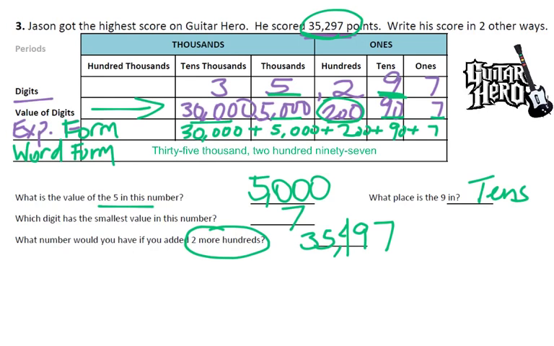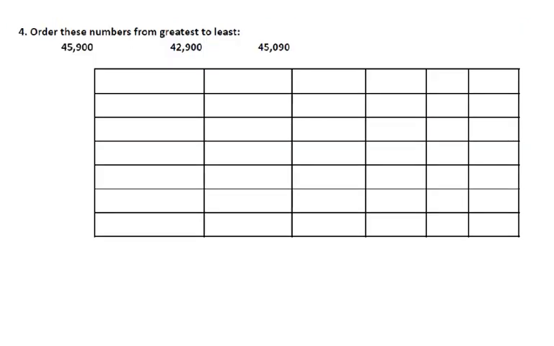Alright, if you still need some time, pause the video. Otherwise, we're going to move on to the last section. So they tell us to order these numbers from least to greatest. And some students are going to look at this and say, I don't need all these lines, Miss Payne. Why did they give me all of these lines? Well, it's so that you can write the value of each digit underneath them. But I'm going to simply write the numbers right now.